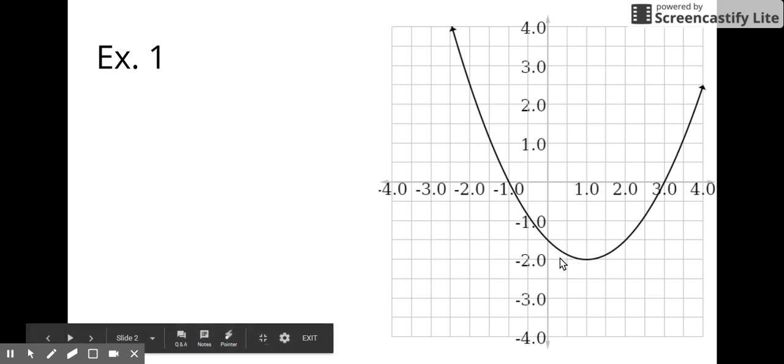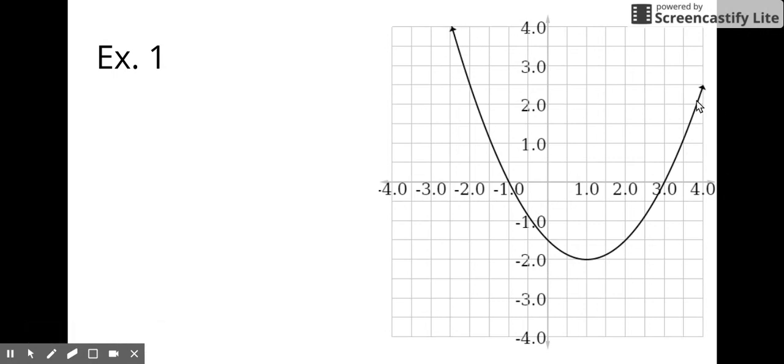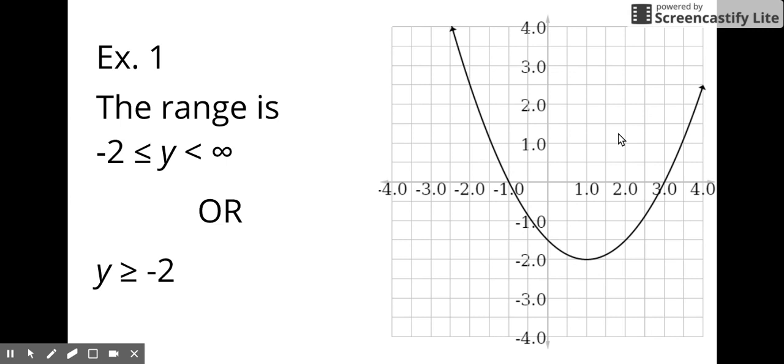So I've got to look at my y value, which is -2. And it includes -2, and my y values just keep going up. It doesn't stop at 4, right? Notice these arrows mean your graph keeps going up, which means your y values keep getting higher. And that means the range is from -2 to infinity. Make sure you include the -2 with the less than or equal symbol.